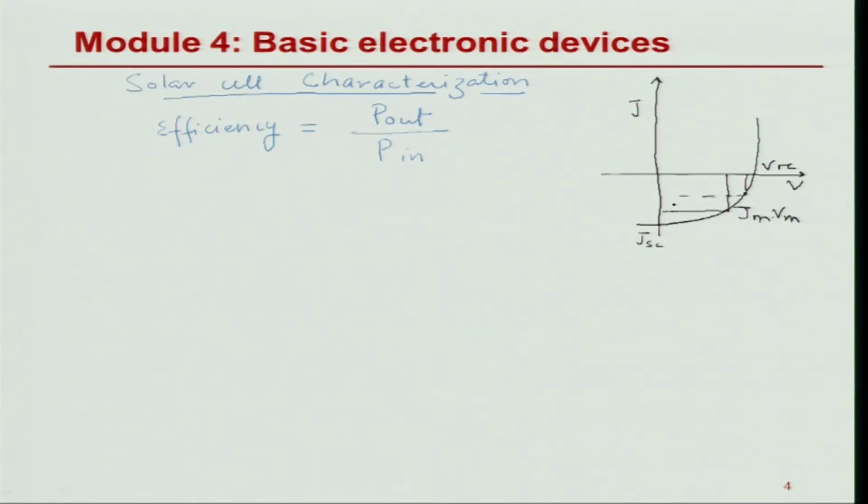Basically it means that if I put an outer circuit load which will match the J maximum, I will be able to collect the maximum power at this point. So I end up defining my P out in terms of this maximum power that I can get from the solar cell.